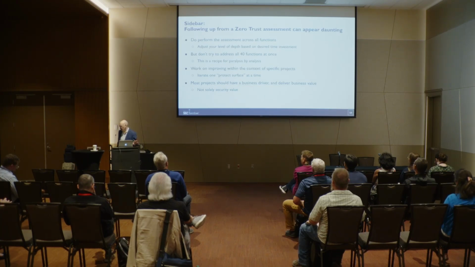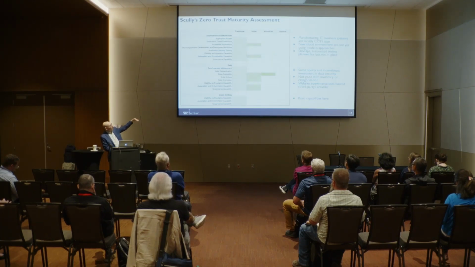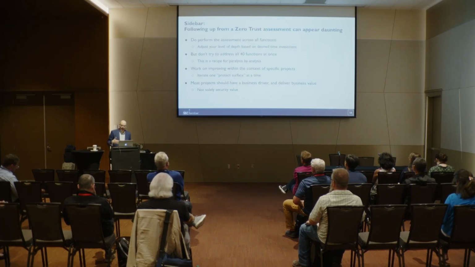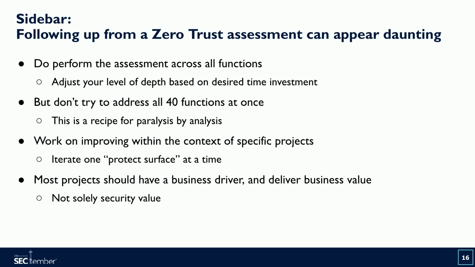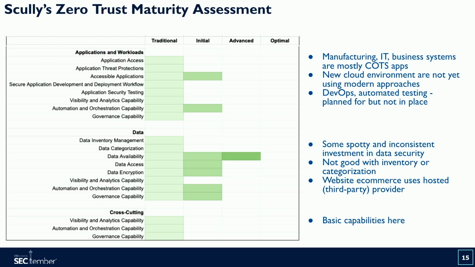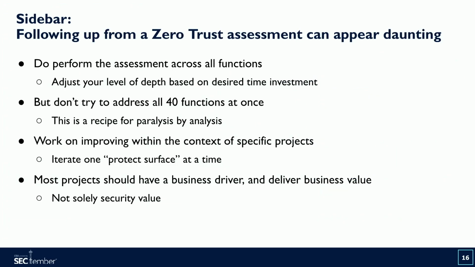Now, one of the things to think about is if you do, or when you do, this assessment, it can be pretty daunting. Not just doing the assessment of interviewing people and arguing about, are we a 2 or a 3 for data availability and data access? What does this even mean? But even the follow-up can be daunting because you say, well, geez, there's 40 different things here. Now we have to have 40 different work streams. It's crazy.